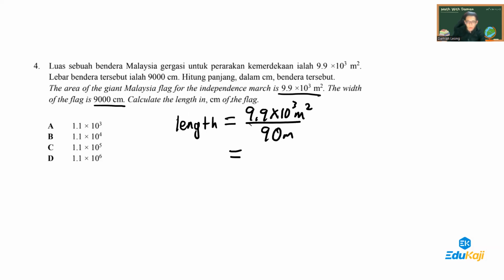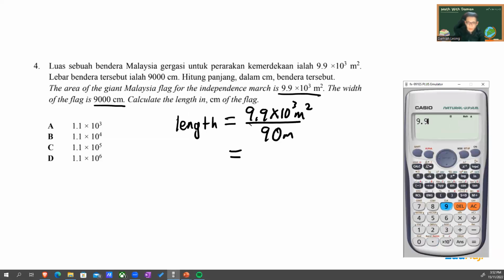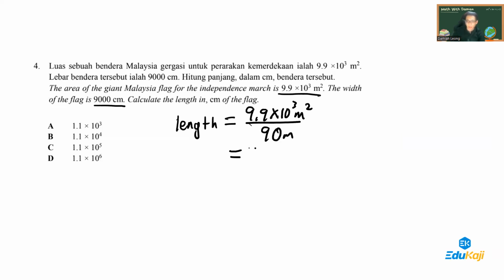So 9.9 times 10 to the power of 3 divided by 90, I get 110. This is in meters, so convert to cm. I add another 2 zeros, so it's 11,000 cm. Put 11,000 cm in standard form: 1.1 times 10 to the power 1, 2, 3, 4. I move 4 decimals to the left, means power 4. Answer B.